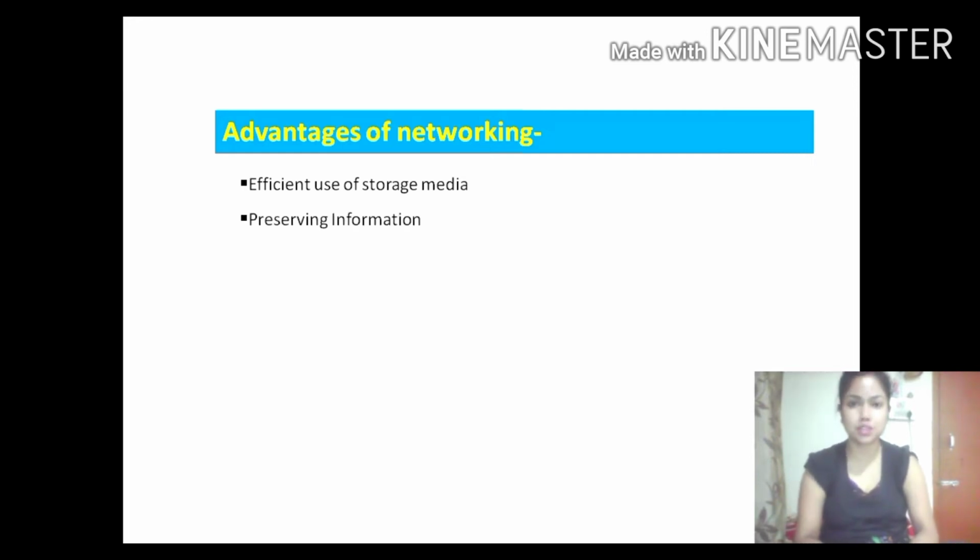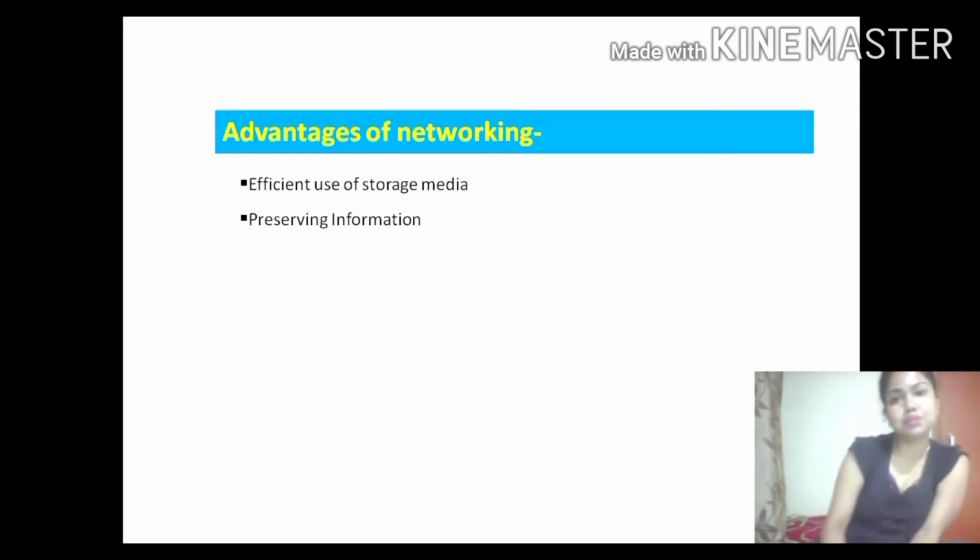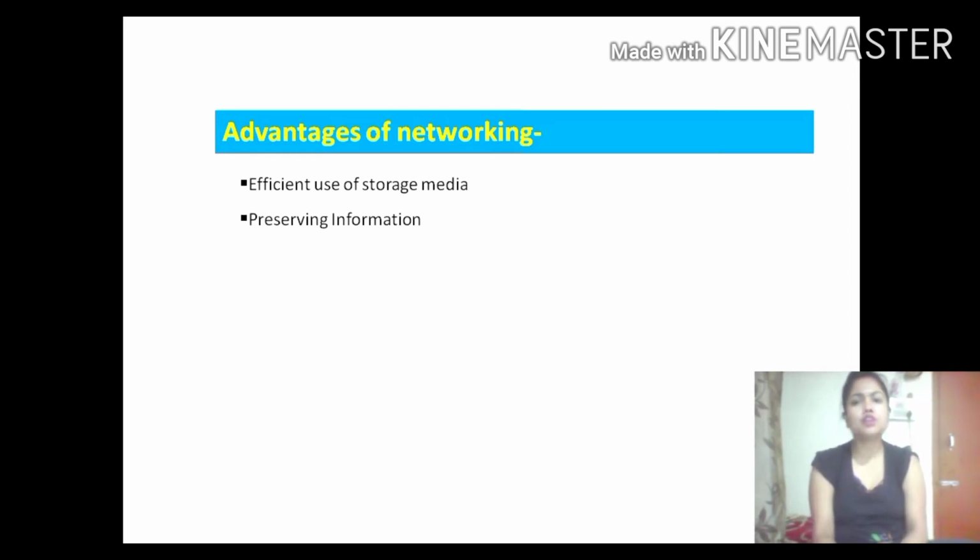Second, preserving information. It is very difficult to take regular backups in all the computers. I'll give you an example of your computer lab. Suppose there are 20 computers in the computer lab, and is it possible to regularly take backups of 20 computers? Students, do you know what a backup is? Backup means preserving or storing your important information somewhere else. In case of any crash or any problem in your computer, that information can be taken from another source. That is backup.